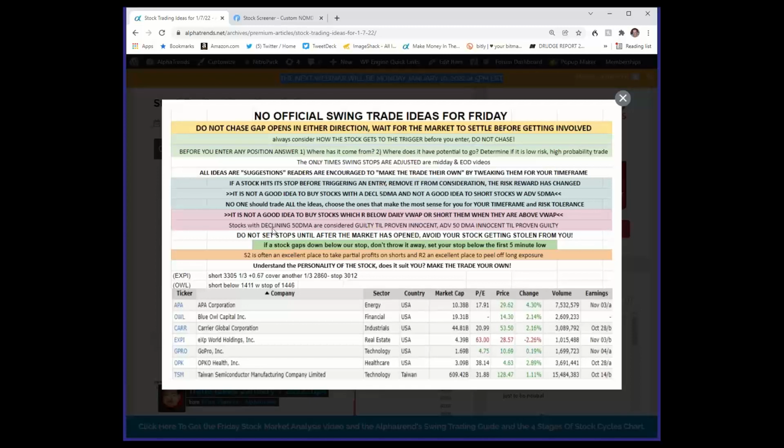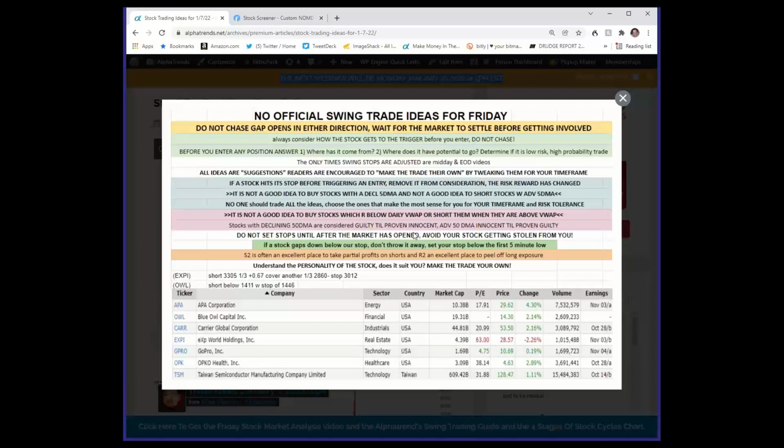Also, stocks with a declining 50-day moving average, I never buy those. I never suggest buying those. The only exception was the January effect. You won't see me do it all year. Again, I will not tell you that you should buy a stock with a declining 50-day moving average. They're guilty till proven innocent. And even a 20-day moving average, I won't fight those trends.